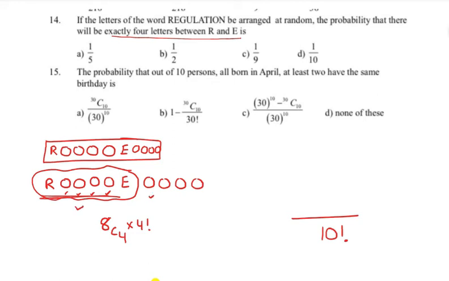Now total 1, 2, 3, 4, 5 units. They can be arranged in how many ways? 5 factorial ways. At the same time, R and E can interchange their places in 2 factorial ways. So this is the favorable cases by total number.